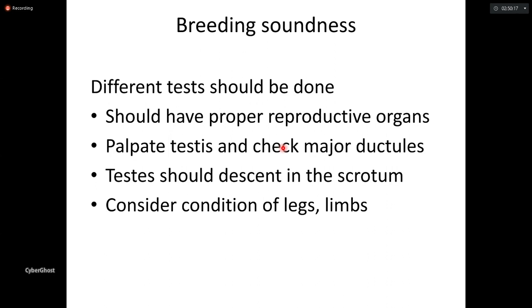So all these factors are also checked in these animals. That is called the testes should descend into the scrotum.